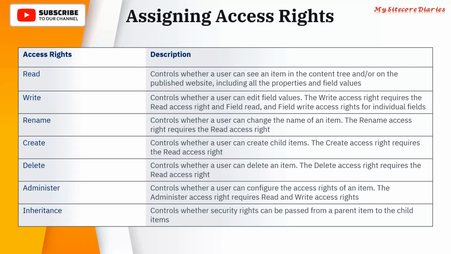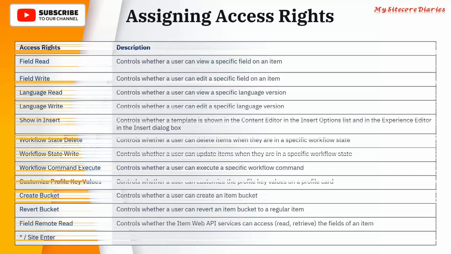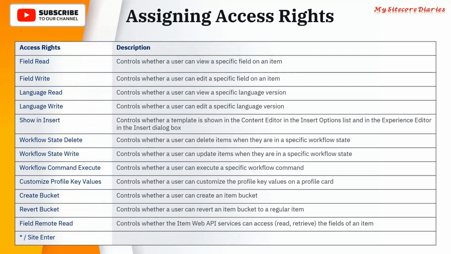By default these are the access rights which are given, but these are not the only access rights. If you right-click the ribbon of the access rights, you will get more access rights. We will see those. When you right-click, you can see these many access rights, and you can add them if required. The first is field read. It controls whether a user can read a specific field on the item, so it is a field level read access. Similarly, we have field write, which is field level write access.